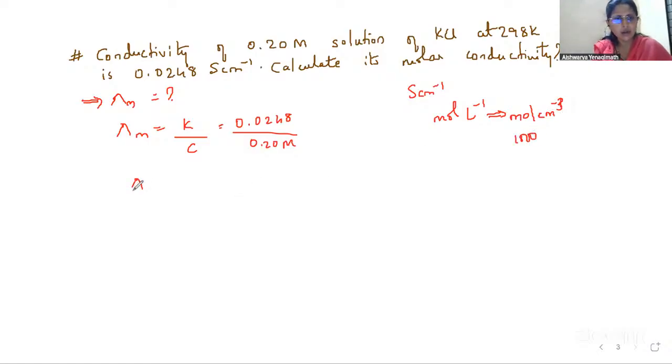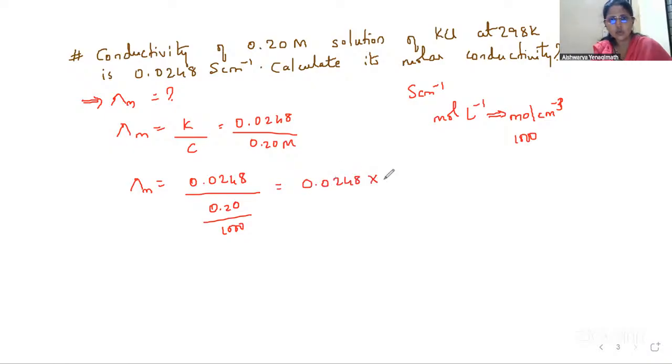So I can have the factor of 1000 here. How I'll write: molar conductivity is equal to 0.0248 divided by 0.20 by 1000. So I can write it like this: 0.0248 into 1000 by 0.20. Solve it out. You will get the answer 124 Siemens centimeter square per mole. Just look at the concept. It is clear or no? So you will get the answer so much. Is that right?